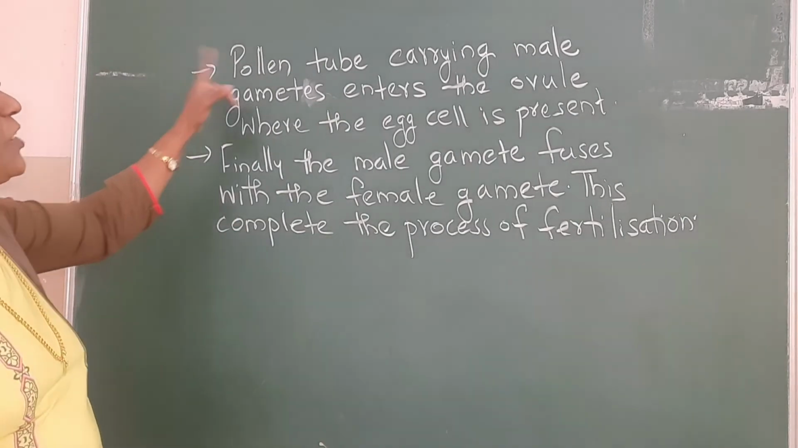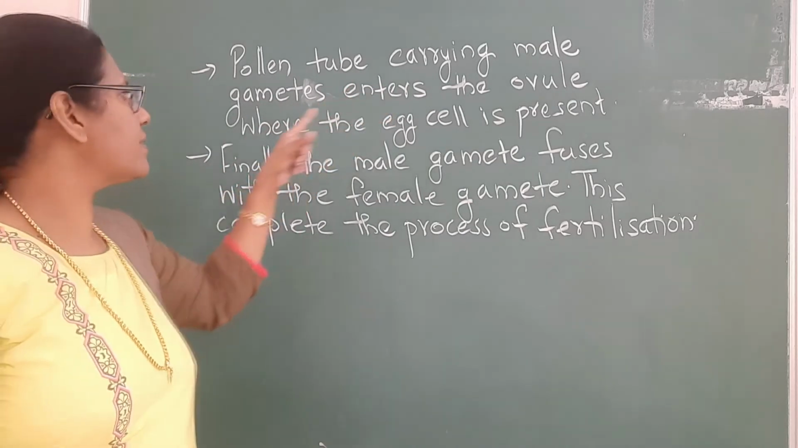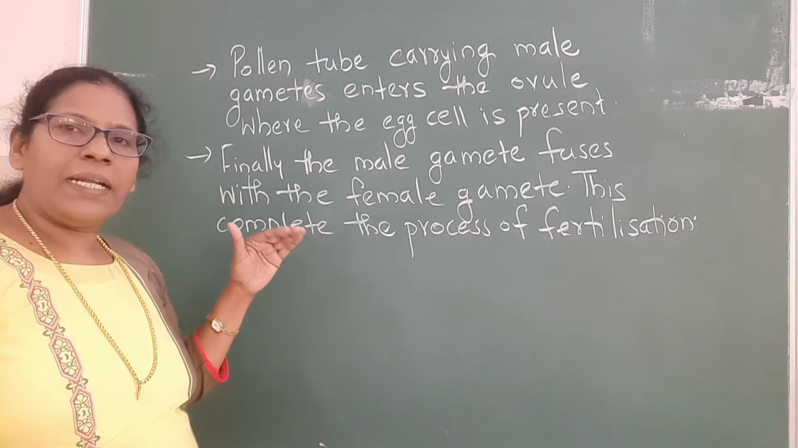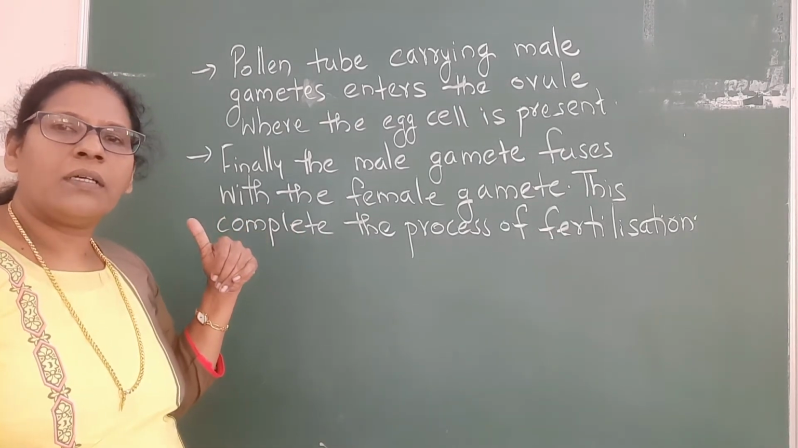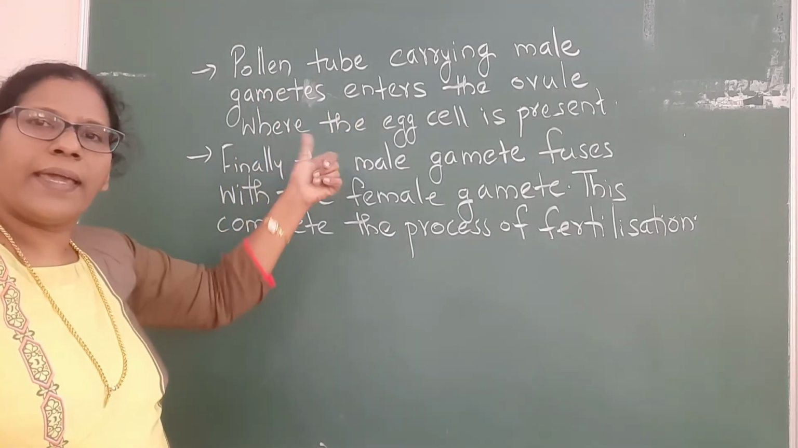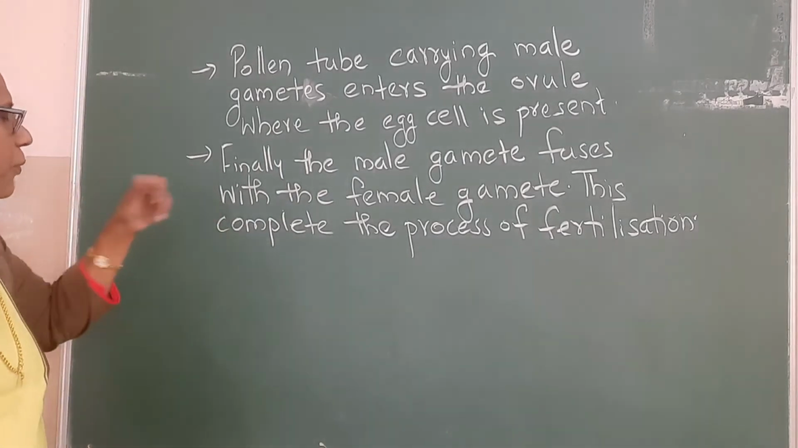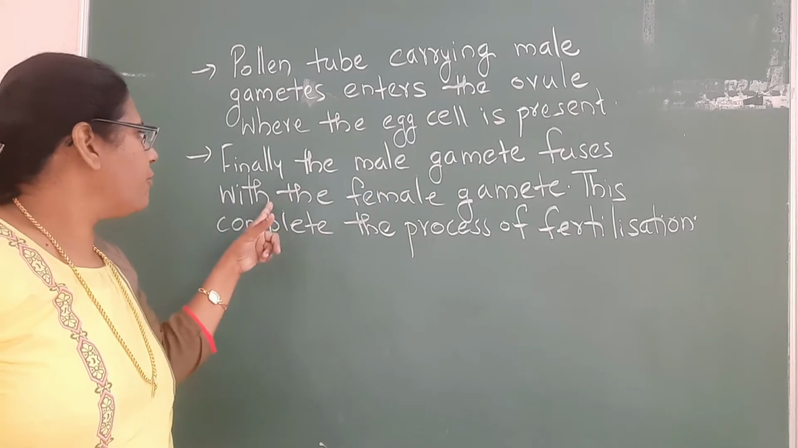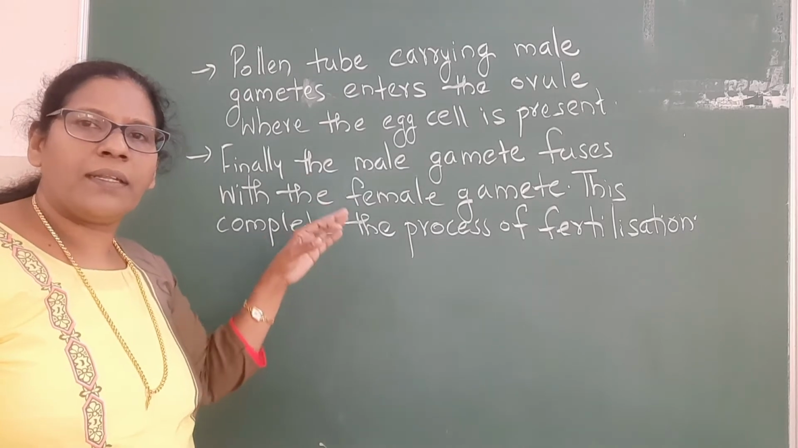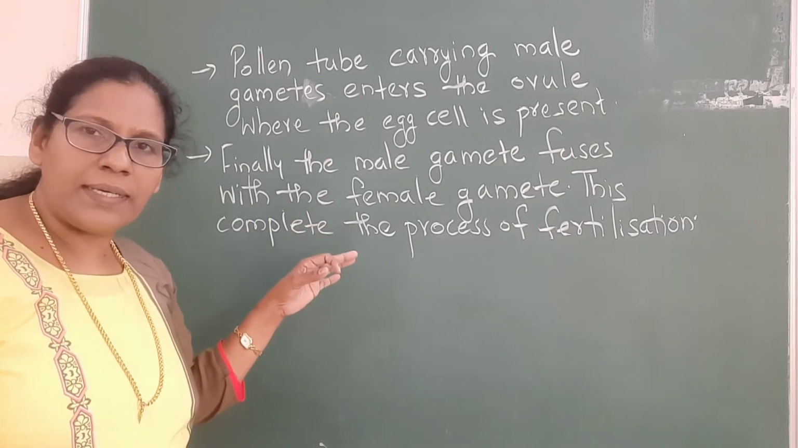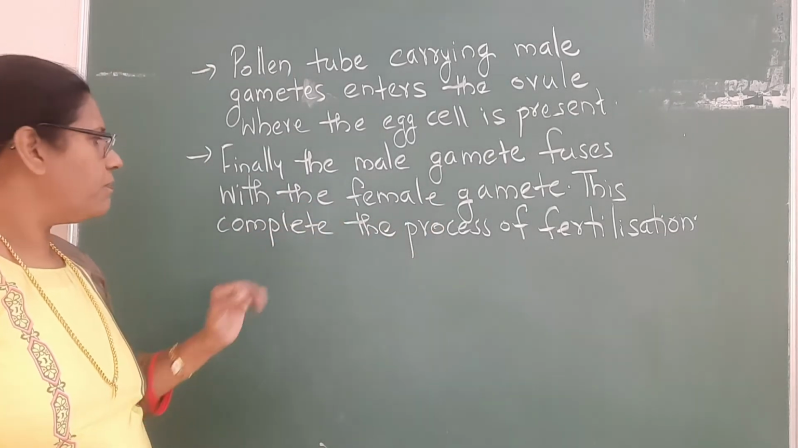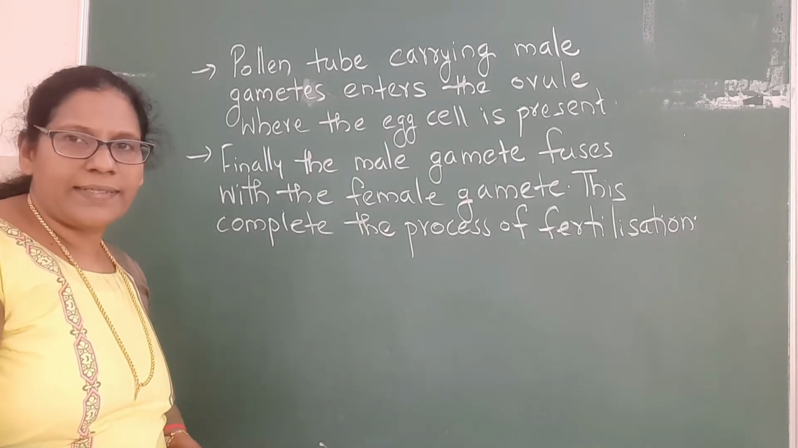Second step is pollen tubes carrying male gametes enter the ovule where the egg cell is present. Male gametes are carried through the pollen tube and then it enters the ovule where the egg cell is present. Third point. Finally, the male gamete fuses with the female gamete. After it comes to the ovule where the egg cell or the female gamete is present, there the male gamete fuses with the female gamete. This completes the process of fertilization.